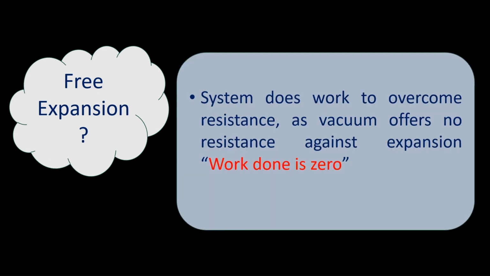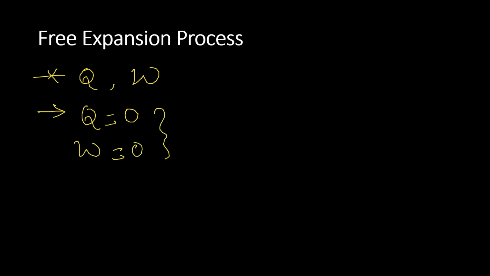Now, let's understand why it is called free expansion. System generally does work to overcome the resistance. As vacuum doesn't offer any resistance against expansion, work done in this process is zero. So, it is called free expansion process. In thermodynamics, heat transfer and work transfer are boundary phenomena. Especially in free expansion process, neither heat crosses the boundary nor is work done on the system or by the system. So, both are equal to zero in free expansion process of ideal gas actually.